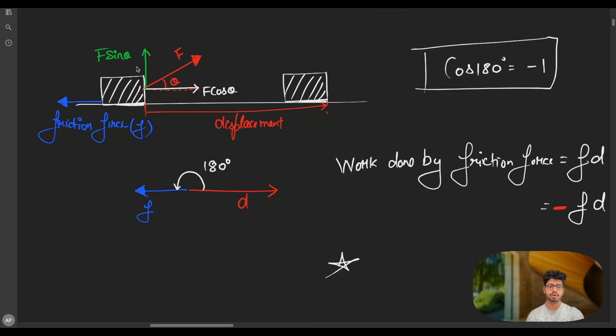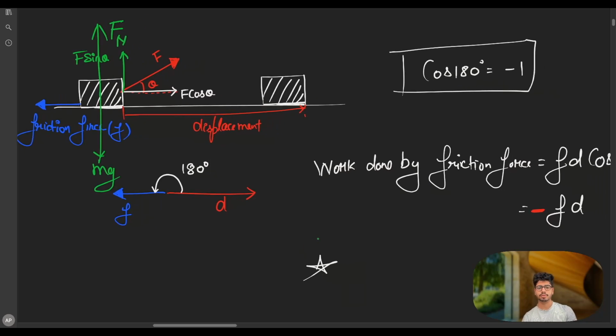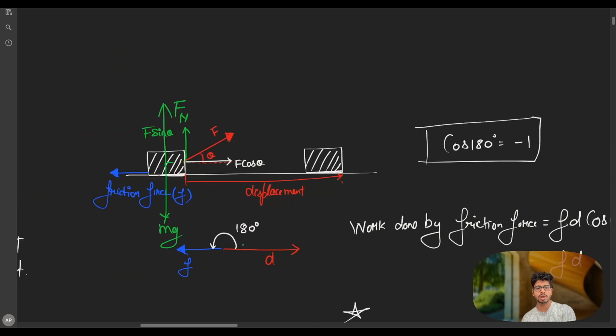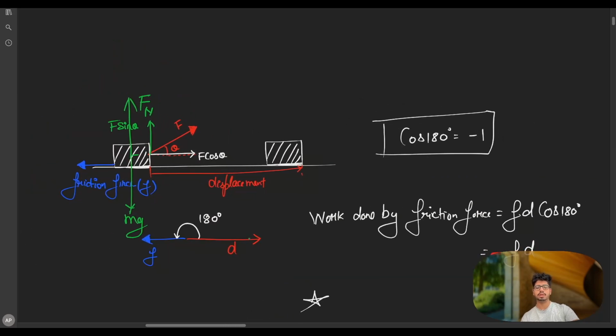And if somebody asks you the work done by the mg force in this case, it is 0, because it is 90 degrees to the displacement. Work done by the normal force, Fn, is also 0 in this case, because the normal force is also 90 degrees to the displacement. This is how you have to think about work done. According to physics, we define it like that.